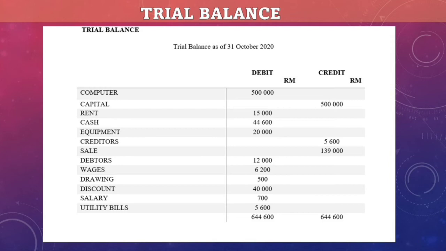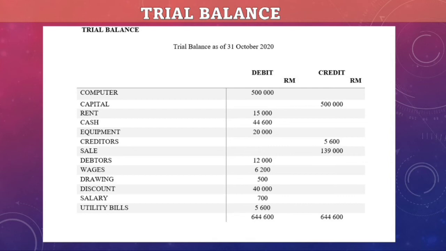Today I will explain the trial balance part. This trial balance is shown for 31 October 2020. For computer account, debit 500,000. For capital account, credit 500,000. For rent account, debit 15,000. For cash account, debit 44,600. For equipment account, debit 20,000.